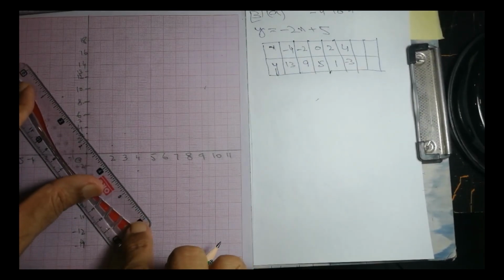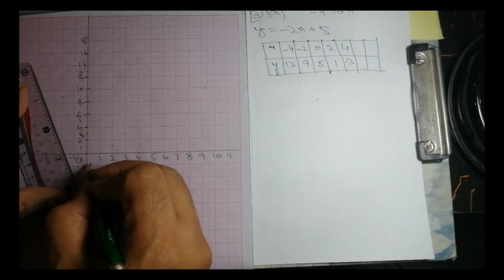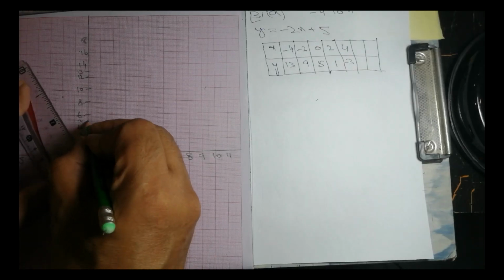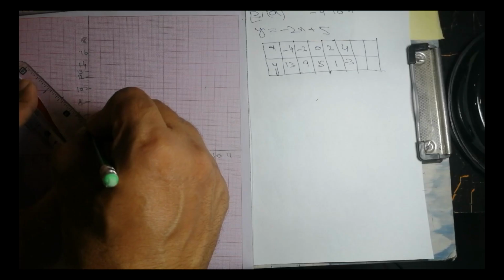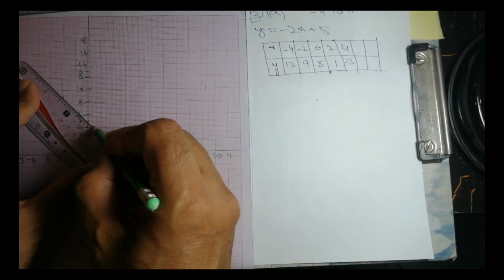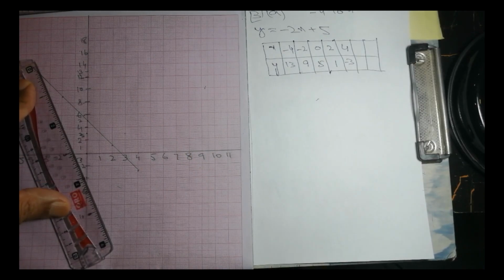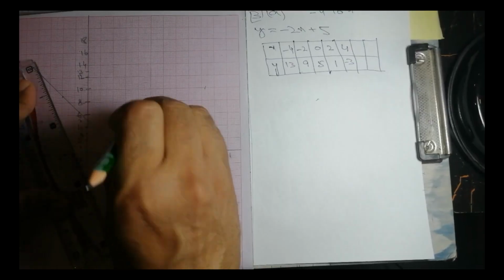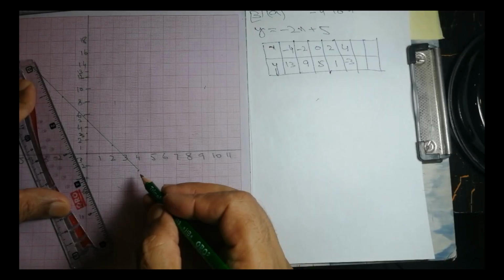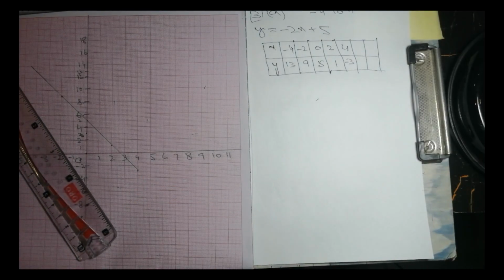So now we can see one point was here, (0, 5). This point was here. So if we join all points, we see that all points are on the same line. So actually this was by mistake. This is not correct. It was actually (4, -3). So this is the equation of one straight line.